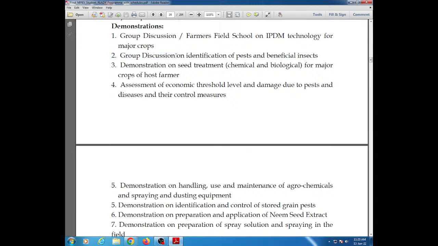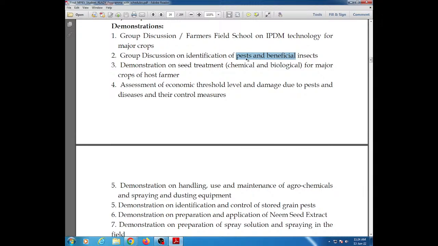Second, the group discussion on identification of pests and beneficial insects. So you have to have a brief discussion in the group for identification of pests and beneficial insects. This is very important, as the farmers are to be given the knowledge of how every pest looks, and they should do the monitoring by themselves in the field regarding the pest, and they should not misunderstand the pest and the beneficial insects. So both are to be discussed at once.